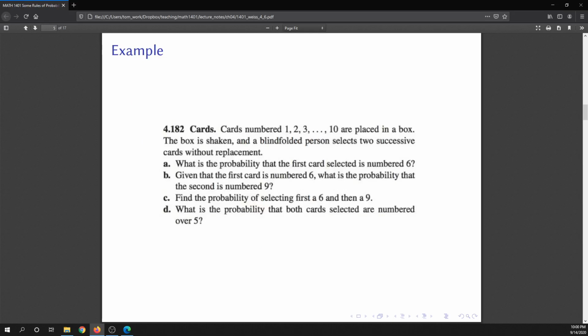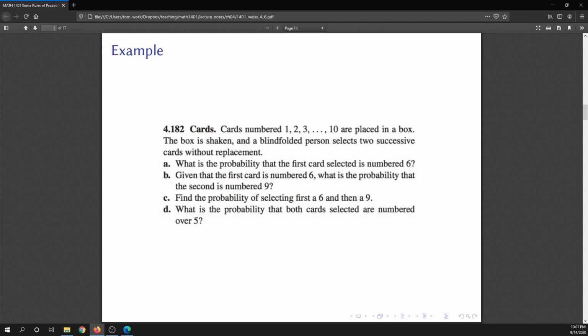All right, let's take a look at another example. In this example, it says cards numbered 1 through 10 are placed in a box. The box is shaken, and a blindfolded person selects 2 successive cards without replacement. So they pick one card, look at the number on it, and then they set that card off to the side. Then they reach into the box and pick another card and see what the number on that is.